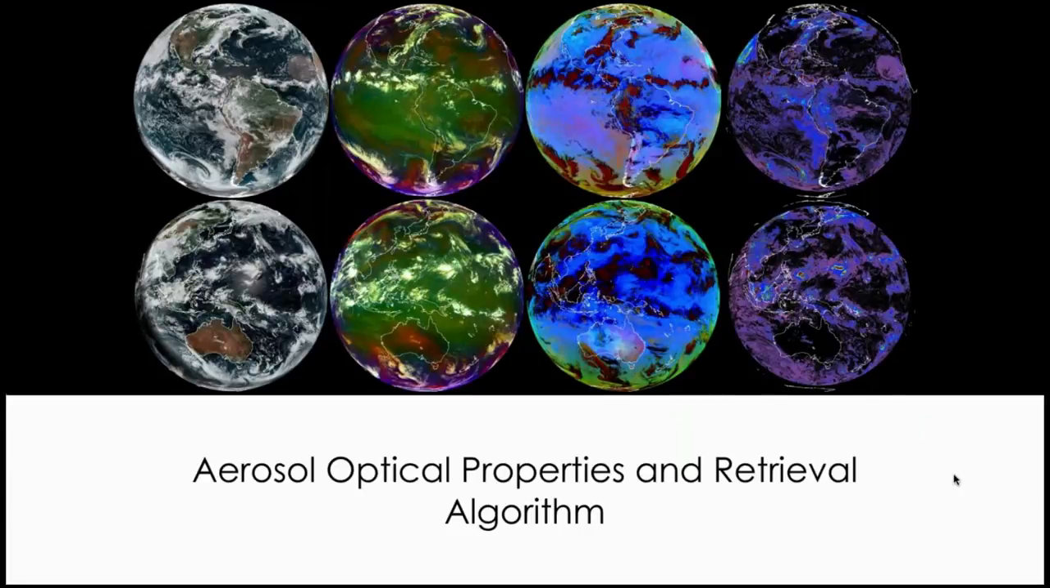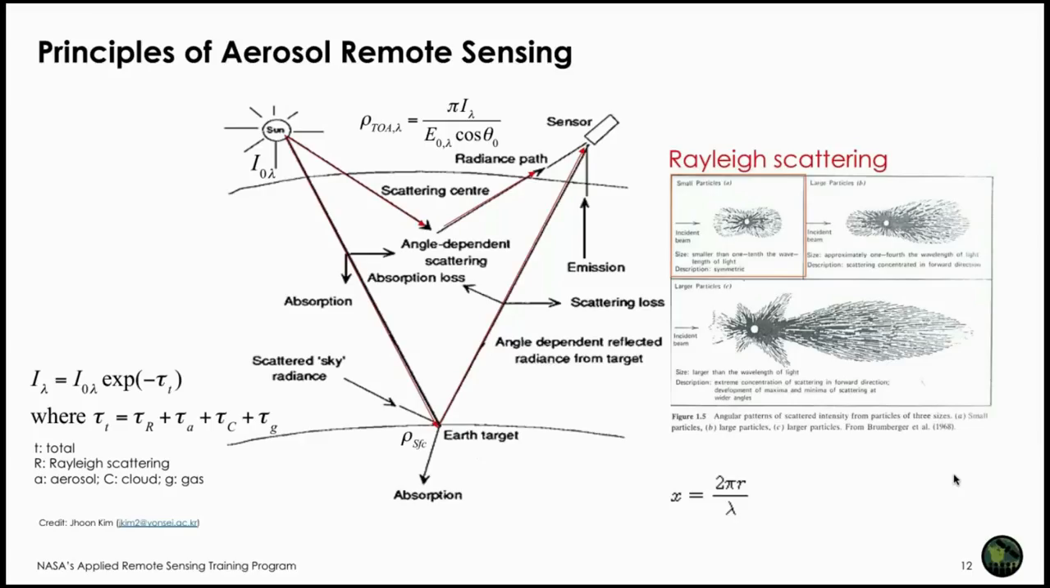The second part is the aerosol optical properties and retrieval algorithm. This is the principle of aerosol remote sensing. We can see the sunlight is here, and it starts from the sun to Earth, passes through the atmosphere and reflects from the Earth, and we can detect this reflected sunlight signal from the satellite here.